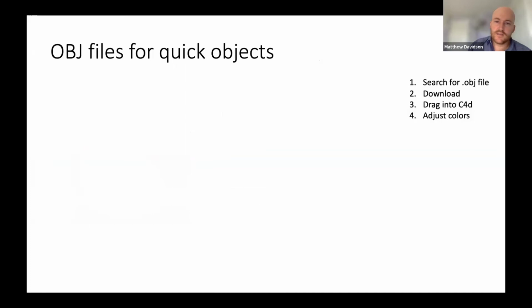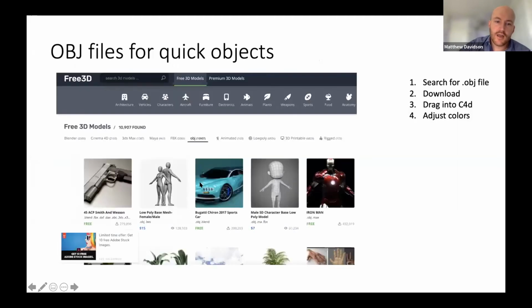So I think this is super useful for anyone who's on this call. And what these OBJ files allow you to do is quickly create objects that are quite anatomically correct, and other artists have just freely added them online. So you can go to one of these websites like Free3D, look up OBJ files, and then you can find objects like this car or these people and drag them into Cinema 4D.